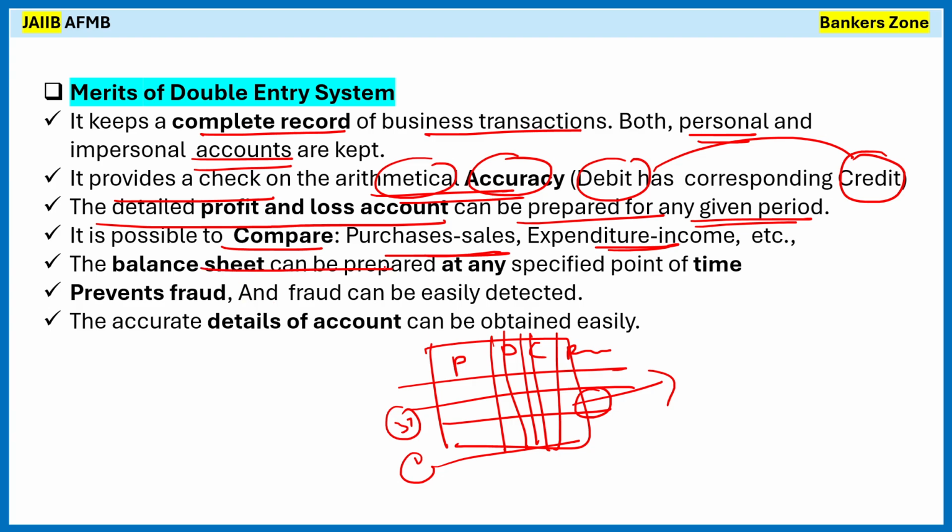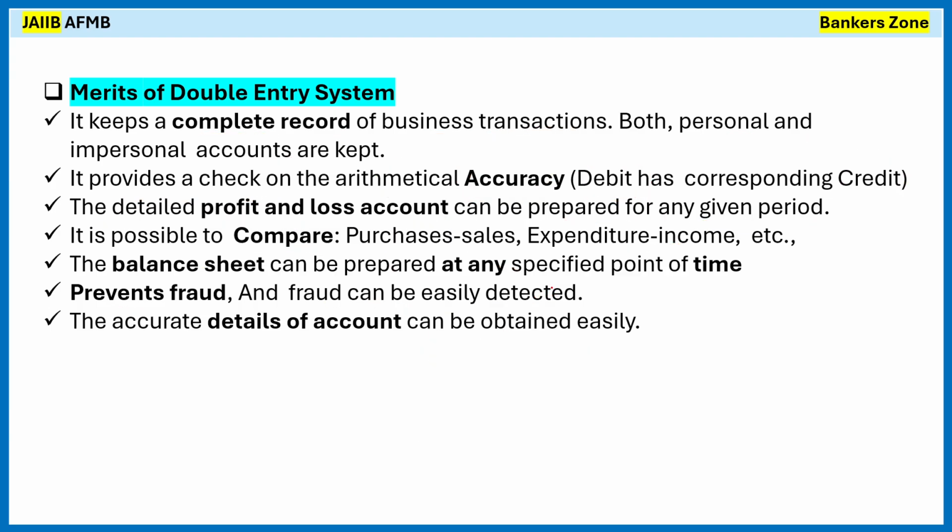The balance sheet can be prepared at any point of time because we have the chronological order of transactions. It prevents fraud, and frauds can be easily detected, because for every debit there is a credit. So accurate details of accounts can be easily obtained. These are the very easy merits of the double entry system.